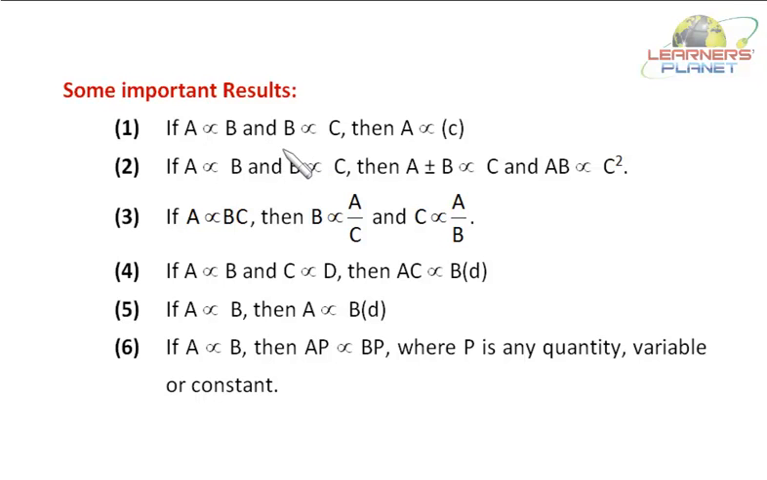Now let's summarize and also see some important results. If A is proportional to B and B is proportional to C, then A is proportional to C. Okay. If A is proportional to B and B is proportional to C, then A plus minus B is proportional to C and AB is proportional to C square. Similarly, we are having more results over here. You just can go through them.